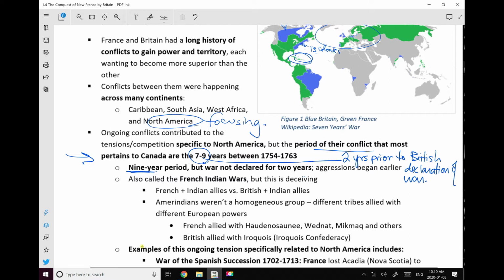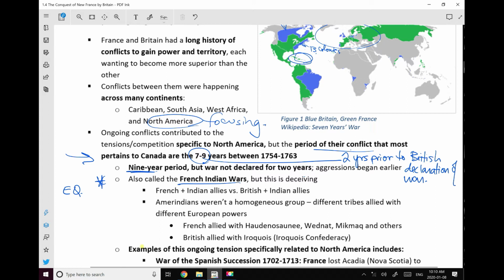And another thing that's important, and I might ask you this on an exam question: why is it also called the French Indian Wars when it was actually fought between the French and the British? They were the competitors. Some people avoid calling it the French Indian Wars because it gives the impression that the French were the only ones allied with First Nations groups, and we know that's not the case, right?